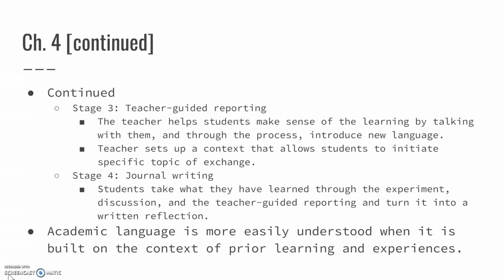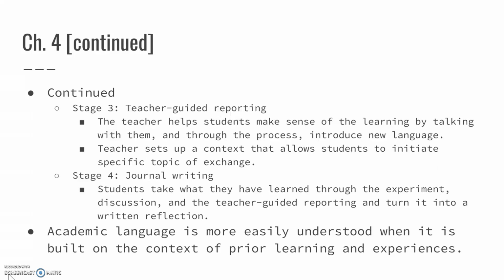Finally, stage 4 is journal writing. So students take what they have learned through the experiment in stage 1, through the discussion in stage 2, and the teacher-guided reporting in stage 3, and turn it into a written reflection. And the students' writing, hopefully, reflects the wording that they had used in the interaction with the teacher, or that had been part of the teacher's recasting.